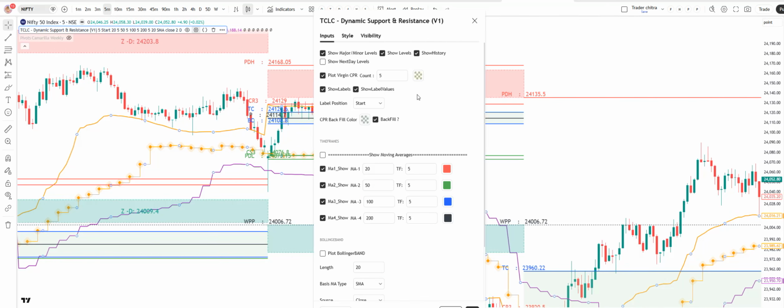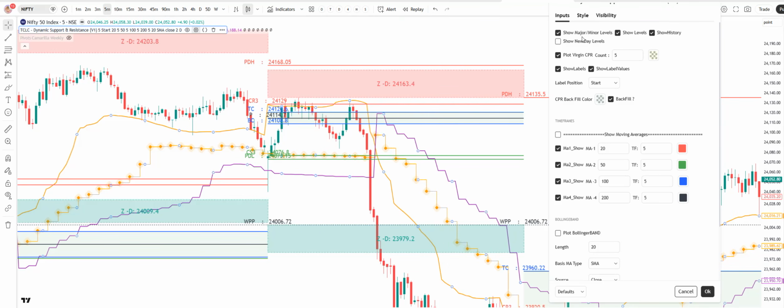When you go to the settings, here we have options like show major and minor levels, show history, everything is included, and we have an option to add the version CPR as well. Here we have an option like plot version CPR. The maximum count I have given is 6 days, so past 6 days version CPR we can plot. And also moving averages options are there.